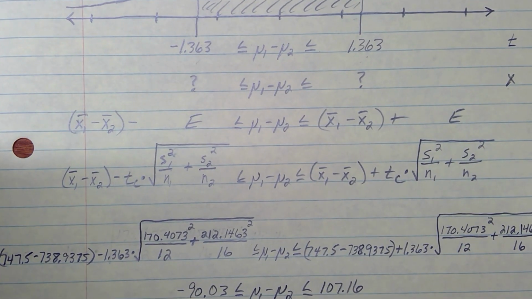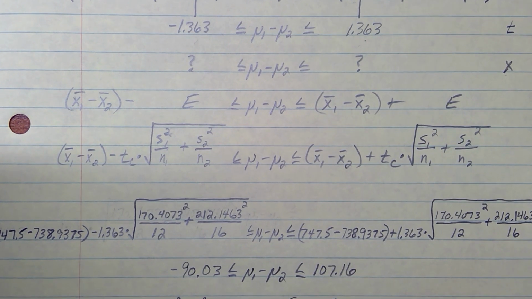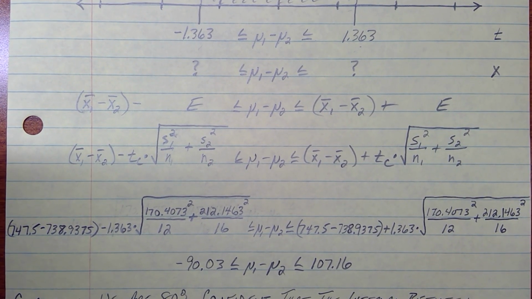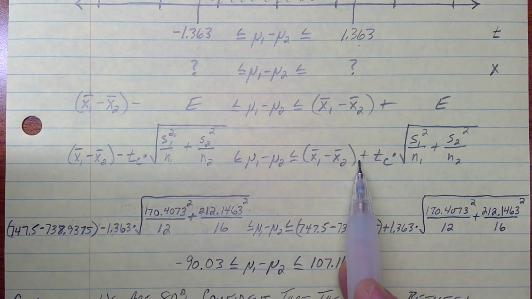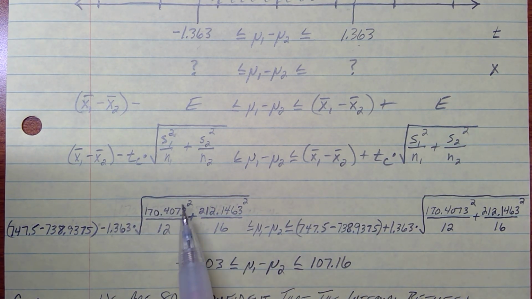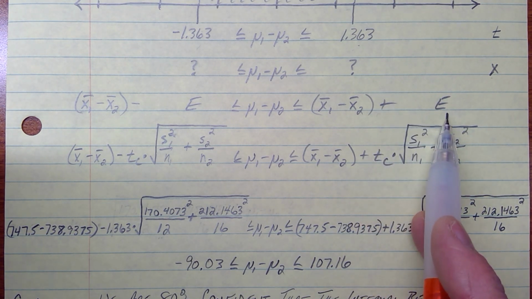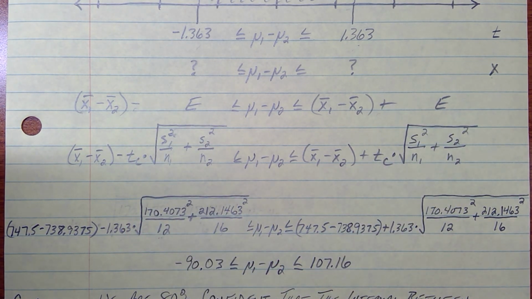Using my formula, and we plugged all the numbers in here. Let me make it a little smaller so you can see it. There's all my numbers: 747.5, 738.9375 minus, there's my T number, 1.363. Remember, don't worry about negative or positive. It's taken care of in the formula. There's minus, there's plus. S1 squared, S2 squared, 12 in the first group, 16 in the second group. Same thing over here, except it's plus. Plus a little bit of point spread, minus a little bit of point spread.